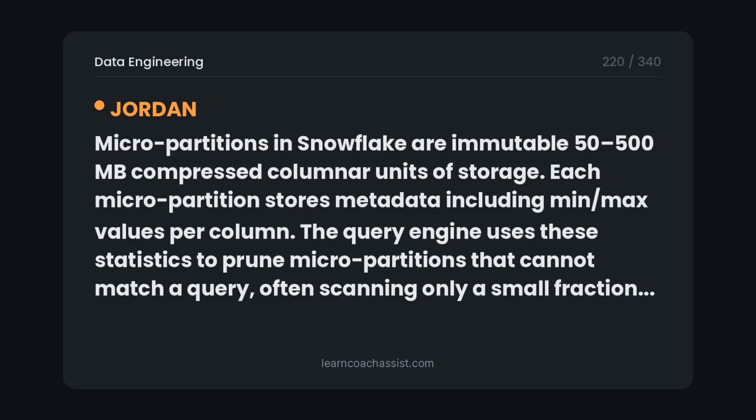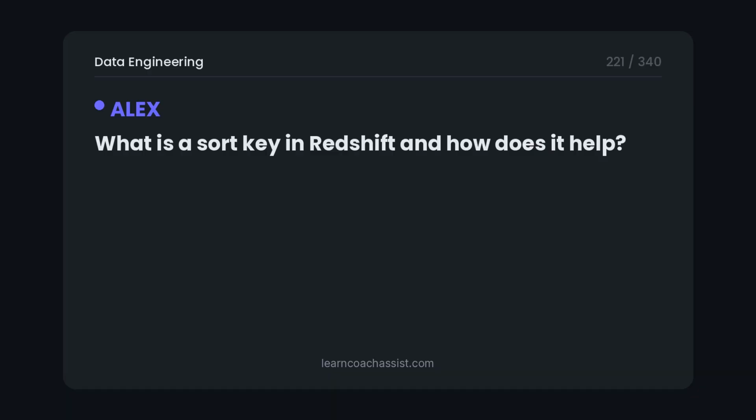Micropartitions in Snowflake are immutable 50 to 500 megabytes compressed columnar units of storage. Each micropartition stores metadata, including min/max values per column. The query engine uses these statistics to prune micropartitions that cannot match a query, often scanning only a small fraction of the table.